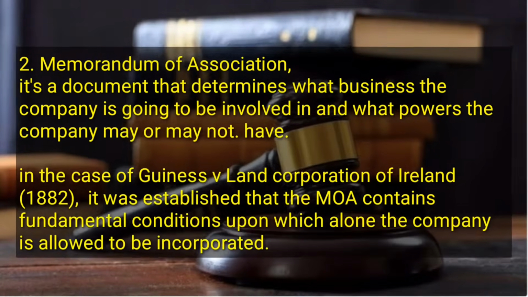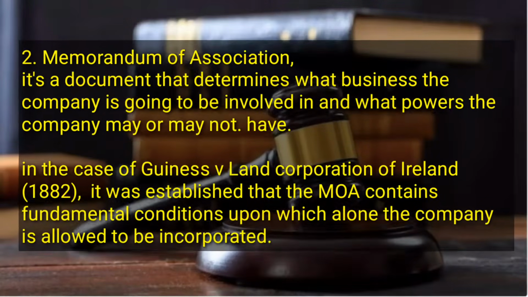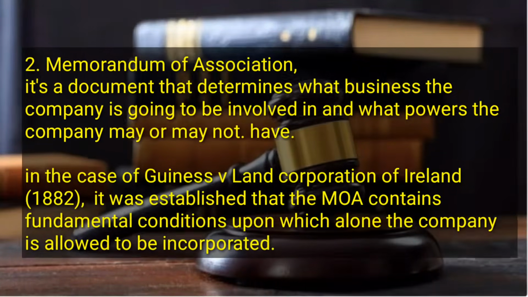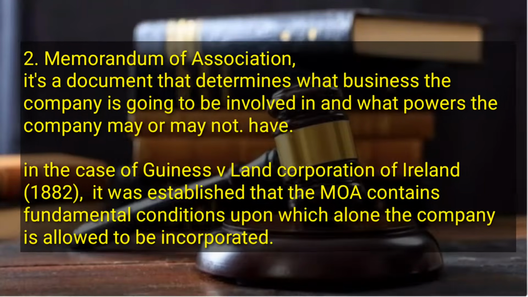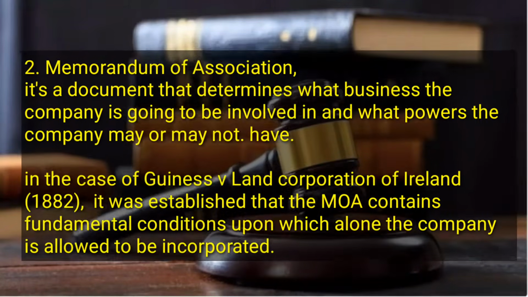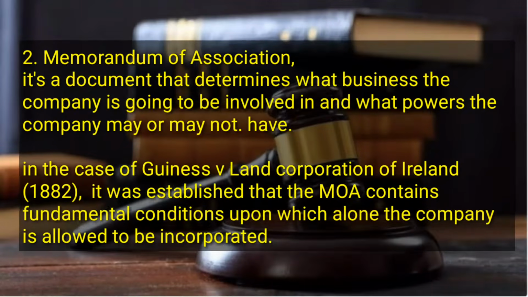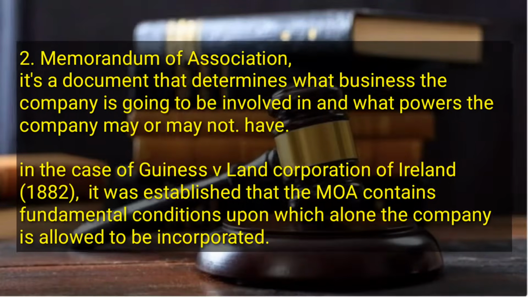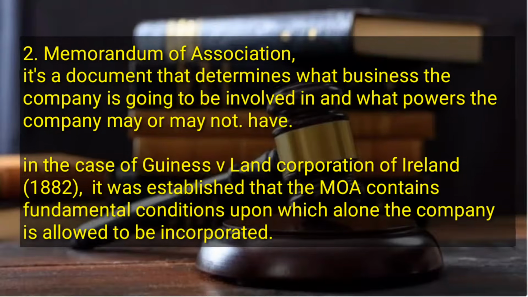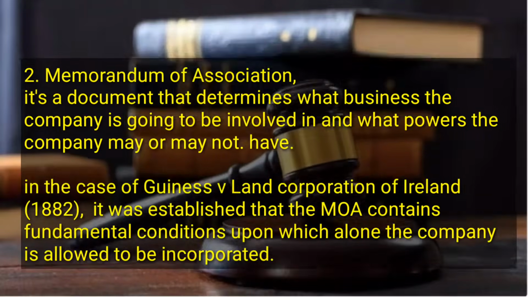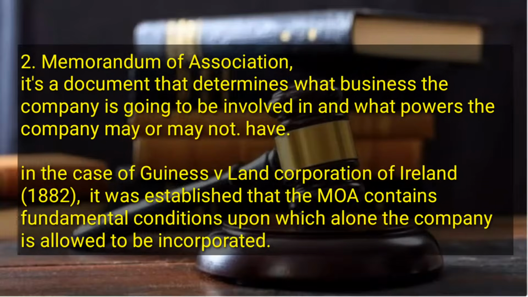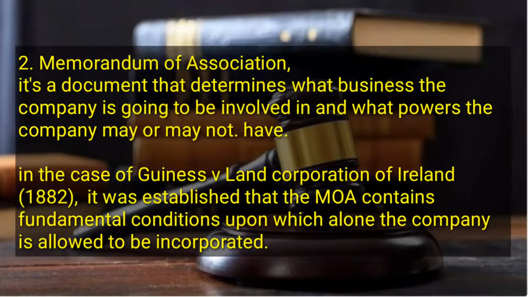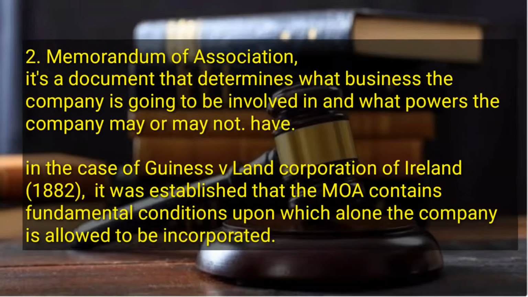The second document is the Memorandum of Association. Memorandum of Association is also known as MOA. It's the most important document of the company, and it's commonly known as the company constitution. It's the document that determines what business the company is going to be involved in and what powers the company may or may not have. And in the case of Guinness versus Land Corporation of Ireland, in 1882, it was established that the Memorandum of Association contains fundamental conditions upon which the company alone is allowed to be incorporated.